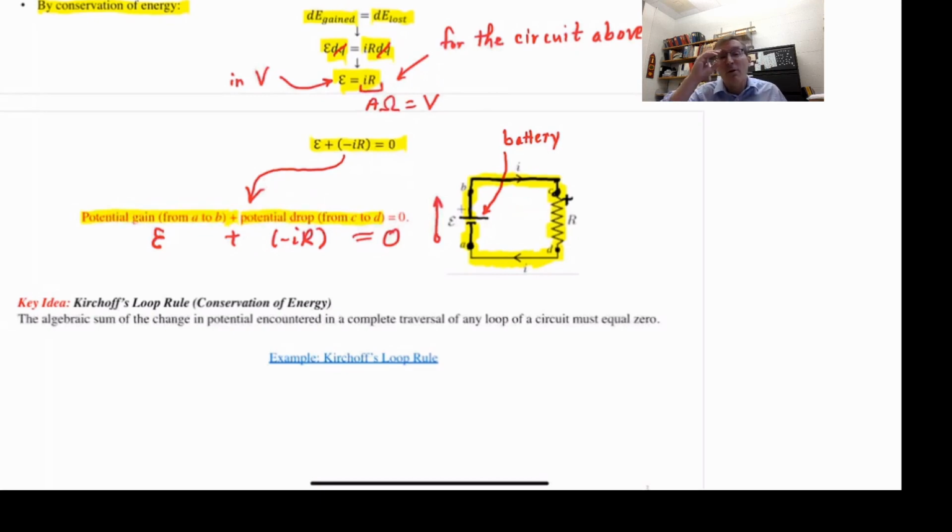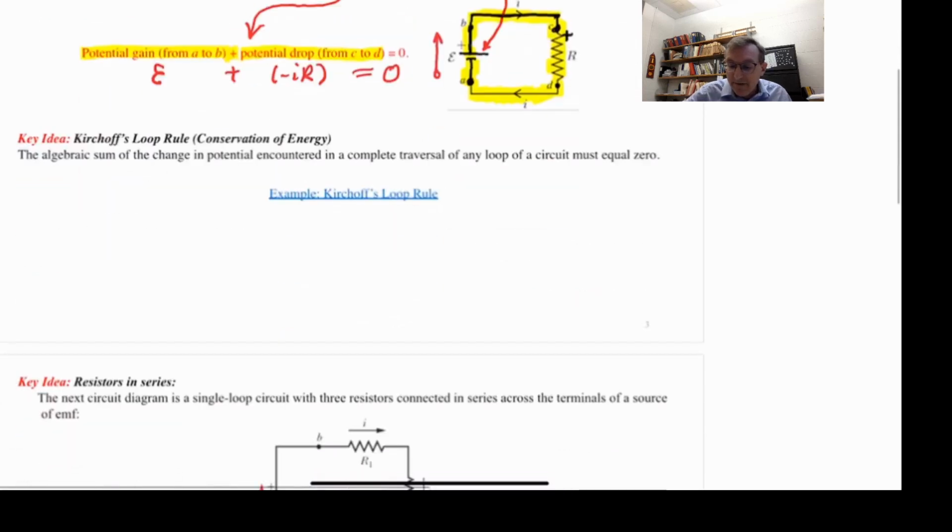So what we've drawn from this simple little circuit is a kind of big picture important point. Important enough in the methods of circuit analysis that it's got a name, named after a person, but it's really just conservation of energy. We ought to call it the conservation of energy rule as applied to circuits. But for historical reasons, it's named Kirchhoff's loop rule. Here's what it says in words. The algebraic sum, add up pluses and minuses, of the change in potential encountered in a complete traversal of any loop of a circuit must equal 0. And it's just conservation of energy, as I said.